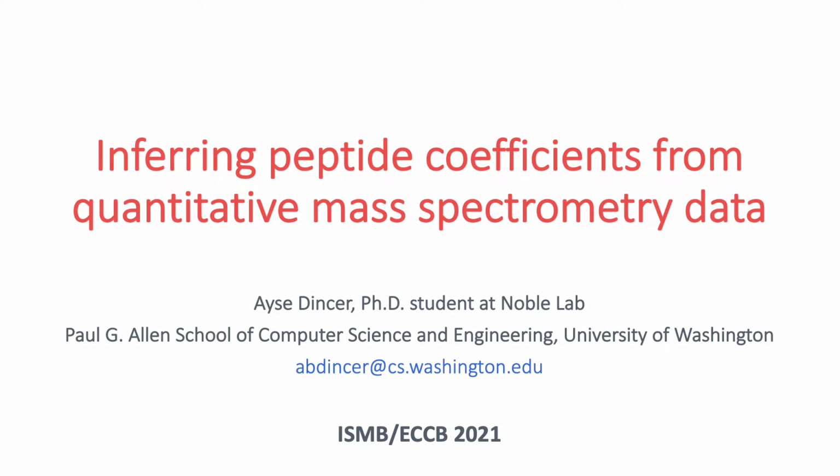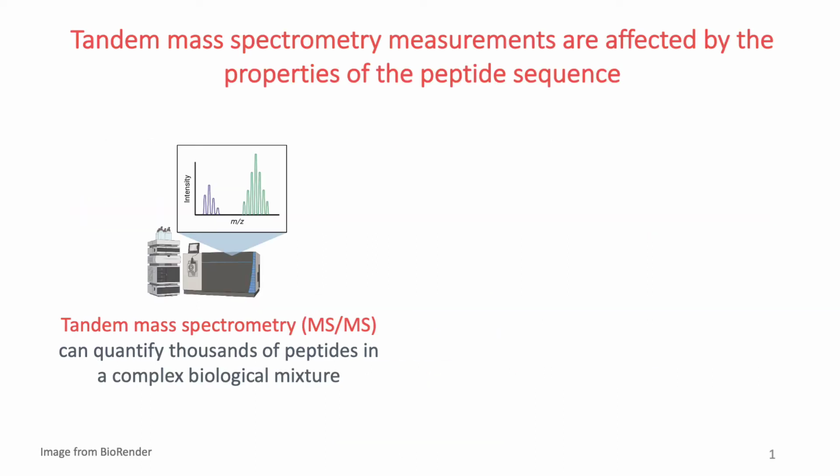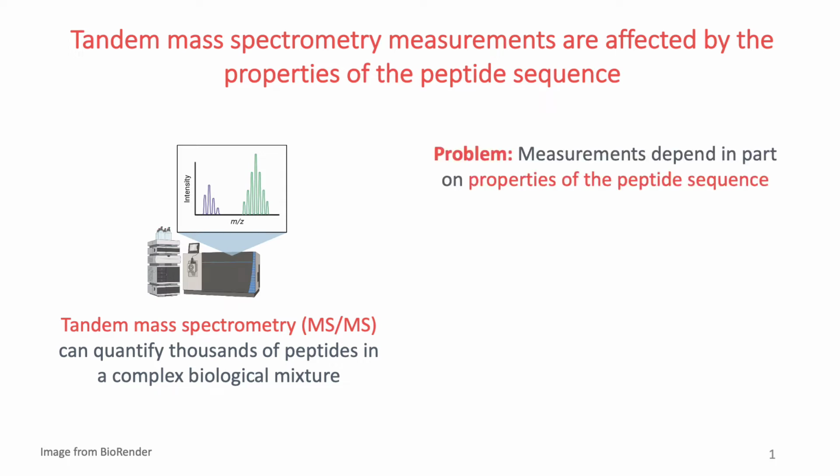Today, I'm going to provide an overview of my new and ongoing project where we infer peptide coefficients from quantitative mass spectrometry data. Tandem mass spectrometry, or MSMS, can be used to quantify thousands of peptides in a complex biological mixture. However, the problem is that these measurements depend in part on the properties of the peptide sequence.